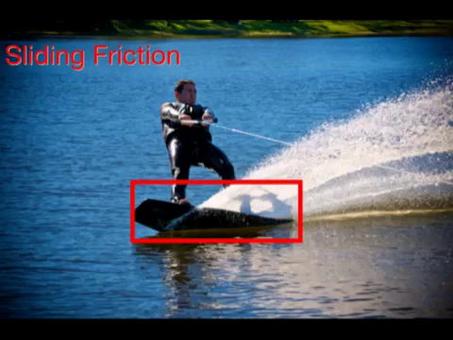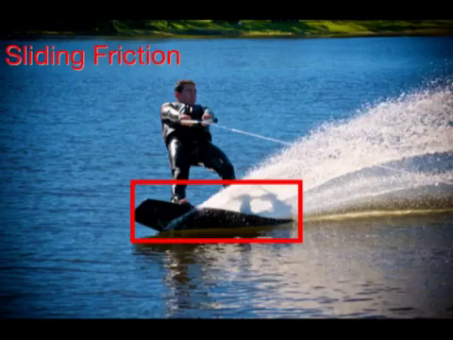Alright, in this next example I have here, this is an example of sliding friction. And the reason this is sliding friction and not fluid friction is because sliding friction takes place when you're sliding over an object. The wakeboard is sliding over the water. And fluid friction is when you have to be inside of the water in order to have fluid friction take place.